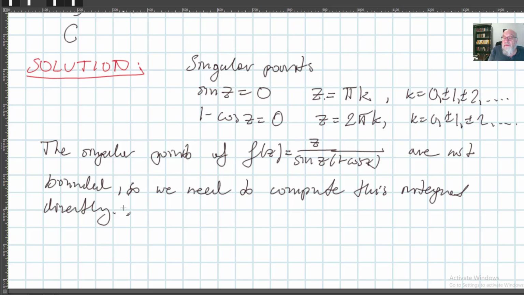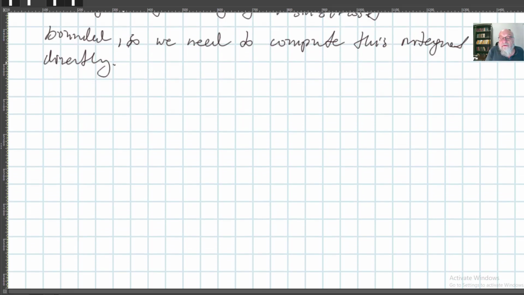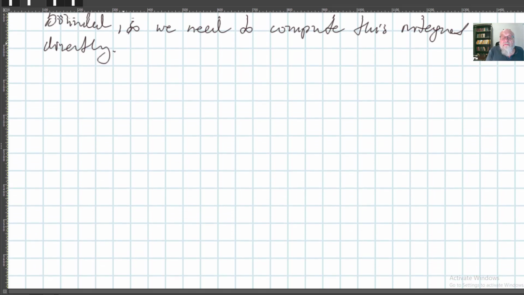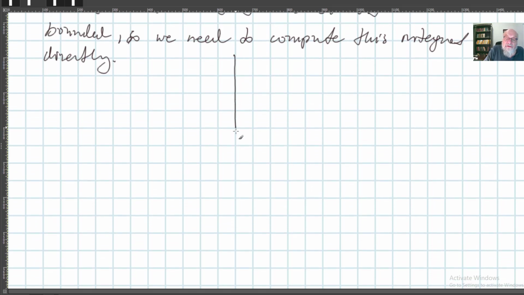So we need to find out which are the residues that belong to the singular points which belong to the contour of integration. So let's see how many residues I need to compute. Let me start. So I have here 5. Let me see where my singular points are.